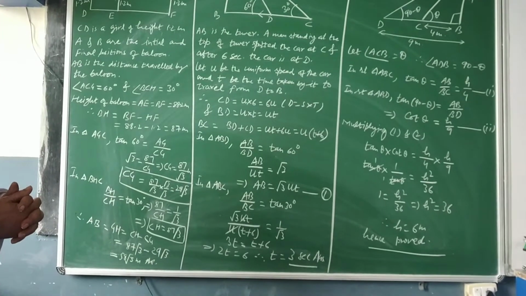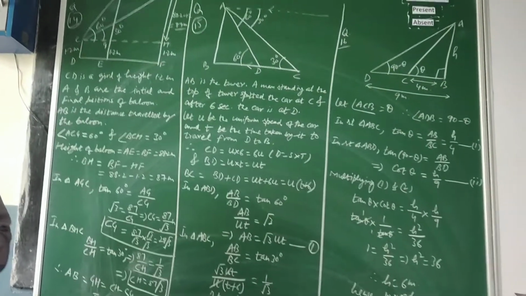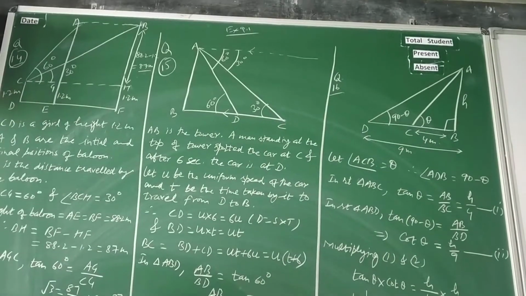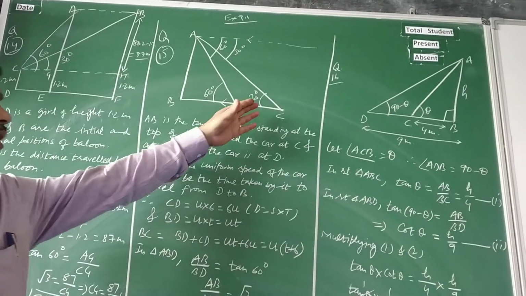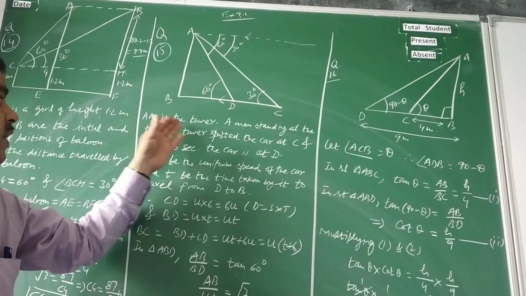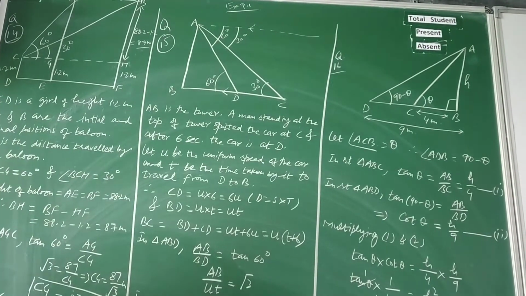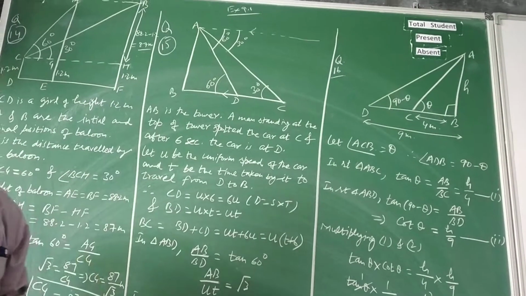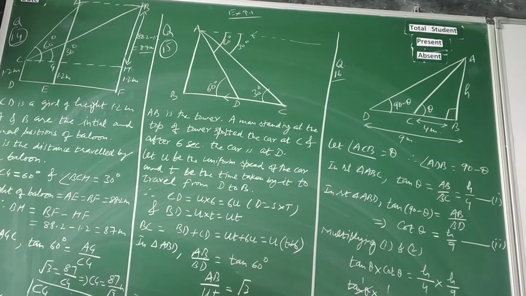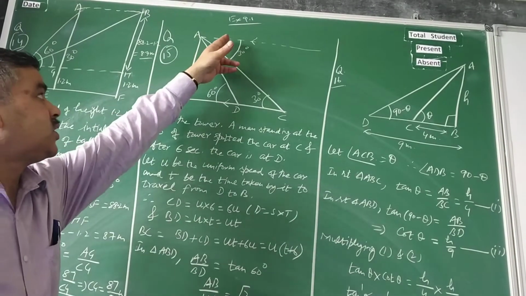Then question number 15 now. In question number 15, a straight highway leads to the foot of a tower. So this is the straight highway and AB is the tower I mentioned here. Man stands at the top of the tower. So eye position is now at A, and then the angle of depression we are getting around 60 degrees first.